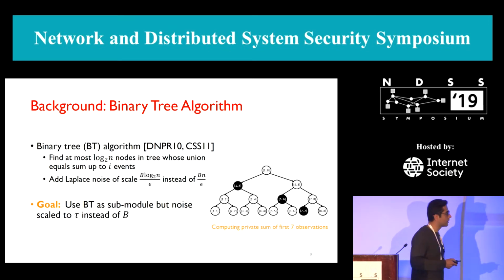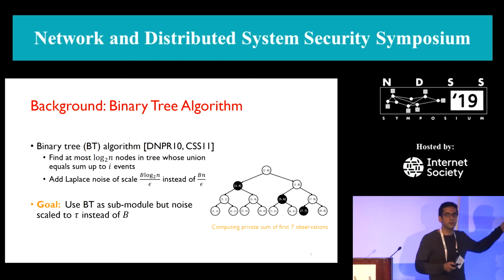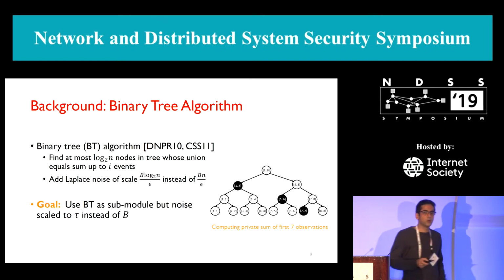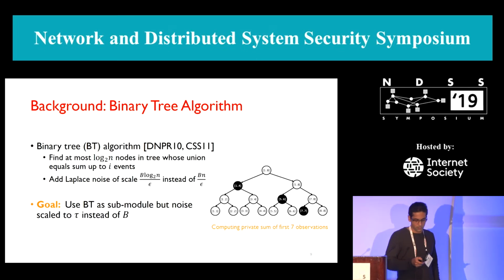So what that results in is that if we want to have a noisy version of this, or differential privacy version of this, then we only need to add noise of scale log of n. So our goal is to use this algorithm, but instead of having noise scale to B, we would like the noise scale to the threshold that we would like to compute.